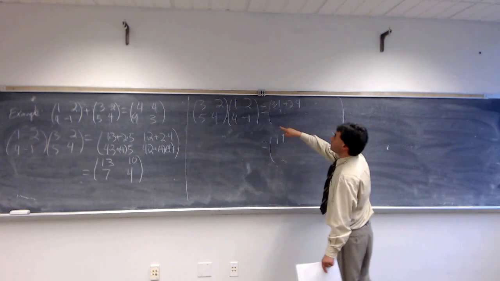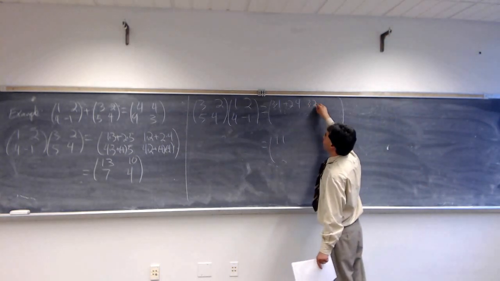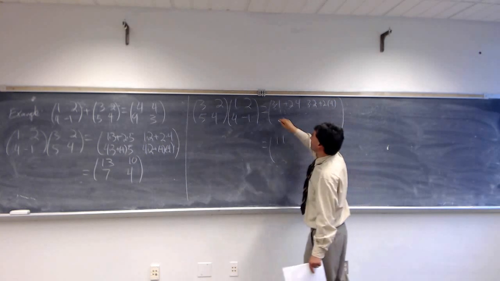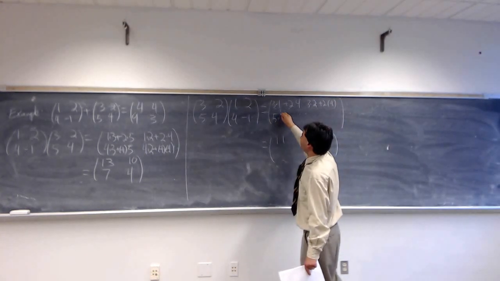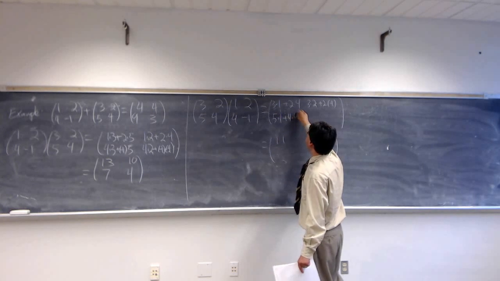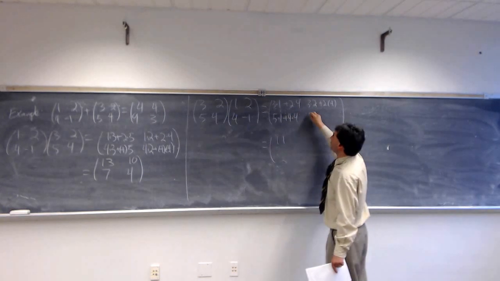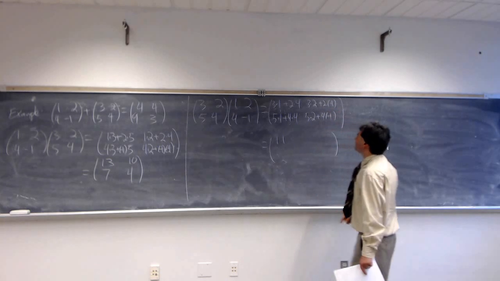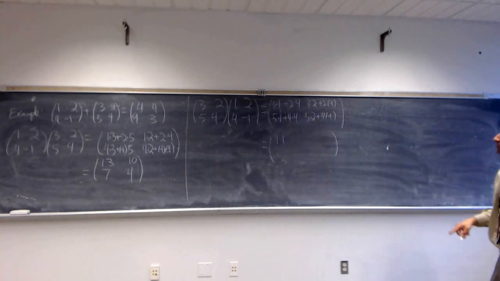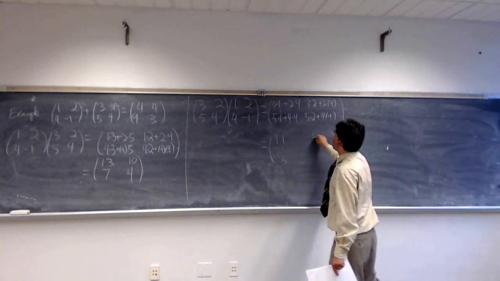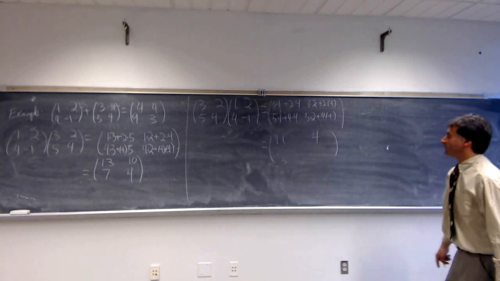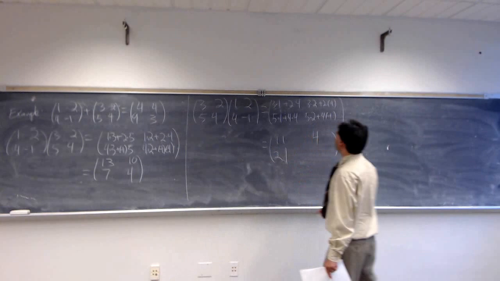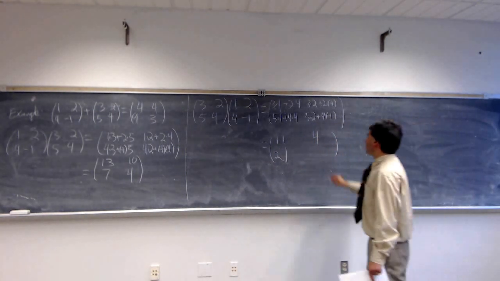And maybe just for practice we can multiply this out. 3 times 2 plus 2 times negative 1. 5 times 1 plus 4 times 4. 5 times 2 plus 4 times negative 1. And so that should give us 6 minus 2, which is 4. 5 plus 16 would give us 21. And 10 minus 4 would give us 6.